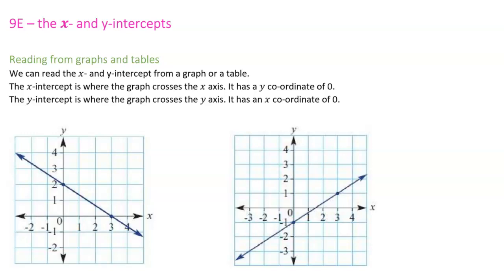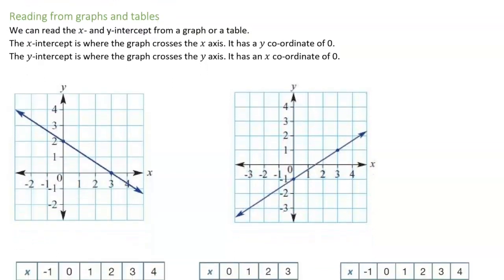So we're going to revisit x and y intercepts, which we looked at a little bit before. We're going to be looking at reading it from graphs, but also from tables. So when we're looking at x and y intercepts from a graph or a table, the x-intercept is where it crosses the x-axis.